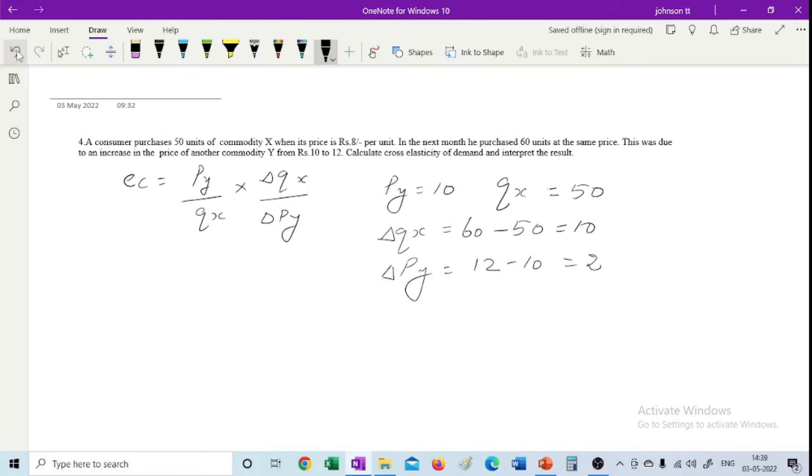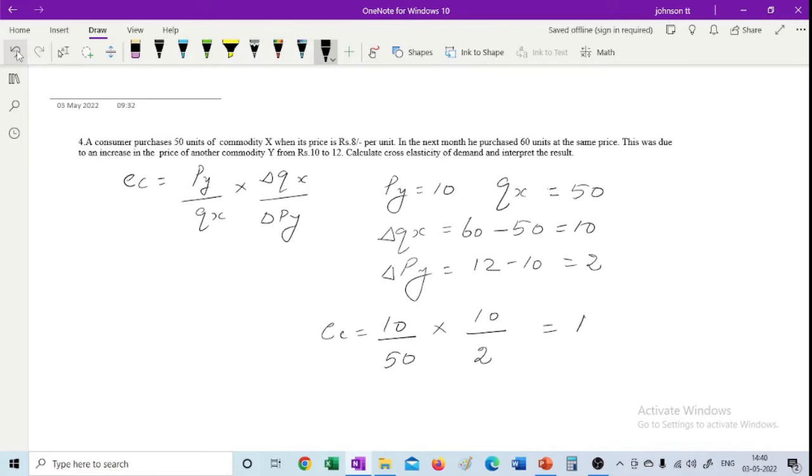So we got everything. Then just substitute the values. When you substitute the values, you will get price of Y, that is 10, EC is equal to 10 divided by quantity of X, that is 50, multiplied by delta Q X, that is 10, divided by delta P Y, that is 2. So what answer will you get? So here you will get 1.